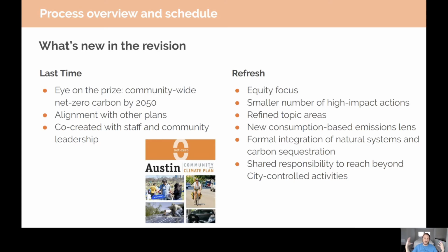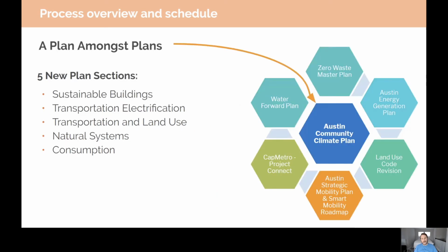What do individuals do? How do we really all participate in this so we can achieve the benefits and reap the rewards of a plan like this? Similar to last time, climate change is a complicated issue that touches many different activities in our community. So this plan really fits within, we're not overarching and trying to overstep these other issues.